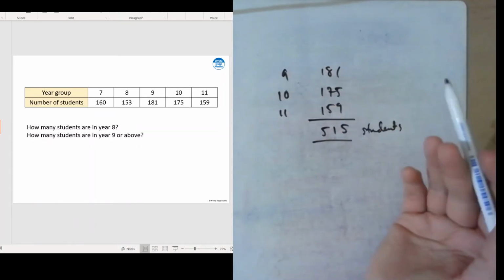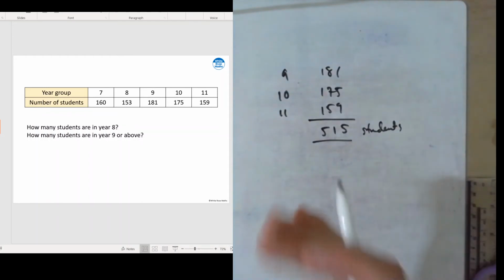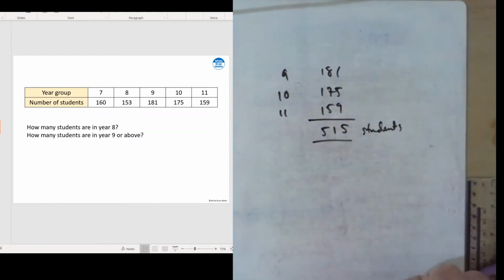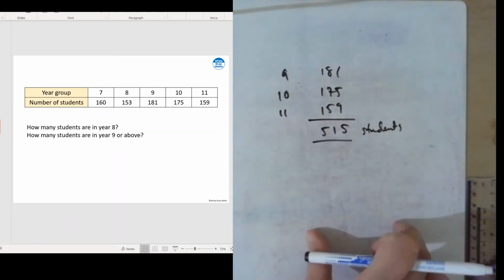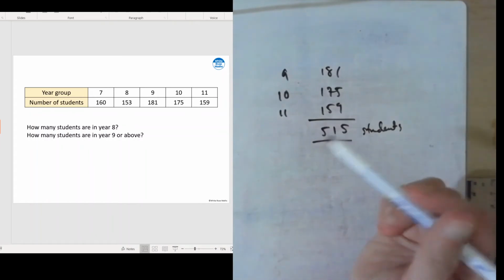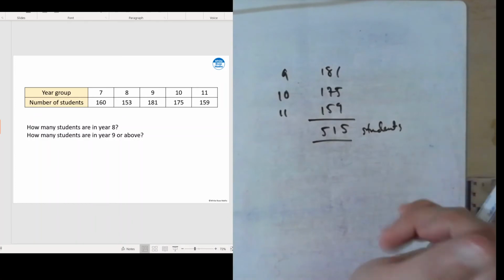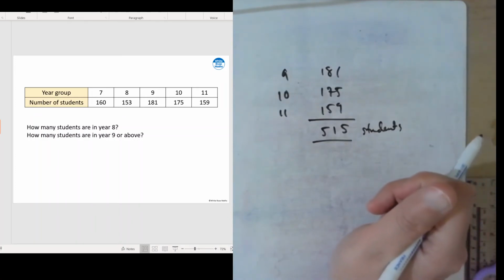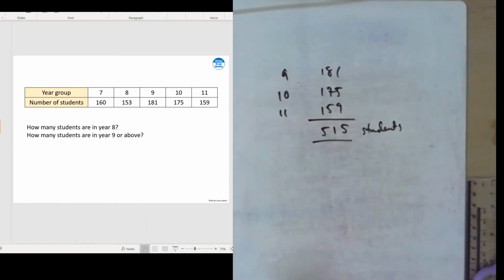If someone was to ask me how many students are between the ages of, I don't know, year 8 and year 10, then obviously, if it's between year 8 and year 10, I would just go for year 9 because those are in between. But if it says including 8 and including year 10, then I would do 8, 9, 10. Okay, hopefully, because you guys have done inequalities, this shouldn't be too hard.